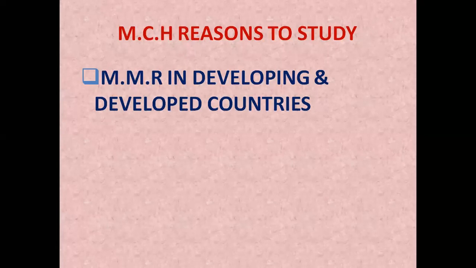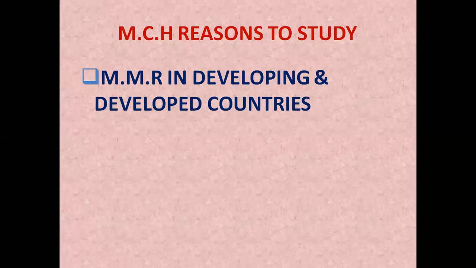So I was saying that at the moment, maternal mortality rates in developing and developed countries have huge differences. For example, in developed countries, the maternal mortality rate is 12 per 100,000. I repeat, 12 per 100,000. 10 per 100,000. 100,000 means 1 lakh. 8 per 100,000. But unfortunately, in our country, previously we had a maternal mortality of 300 per 100,000, 200 per 100,000.